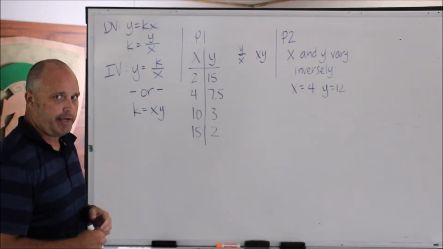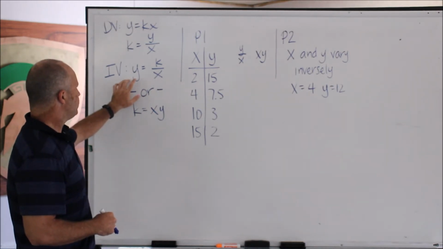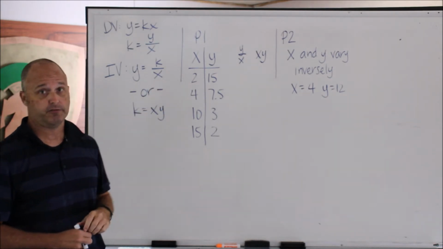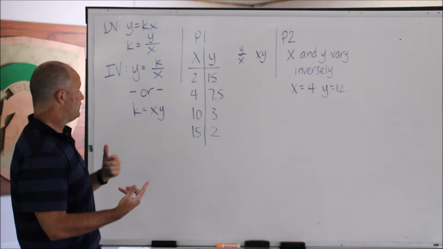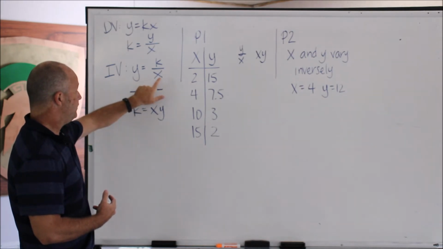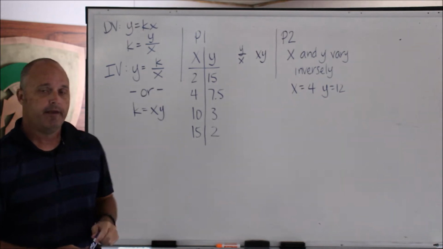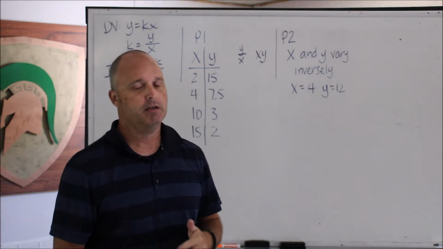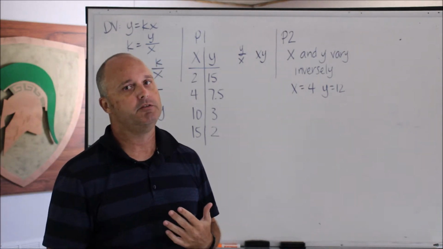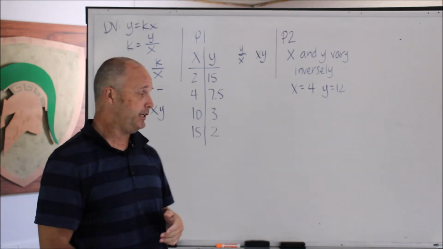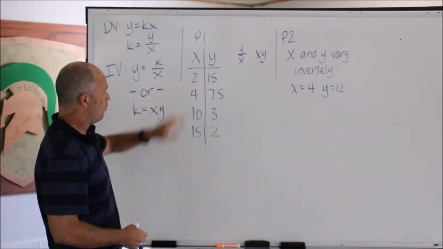The new one that we're going to look at today is inverse variation. So inverse variation, the formula for that is y equals k over x. Now what we can do is change this around a little bit. We can move the x out of the denominator, move it to the other side, and we get k equals xy. Again, by having k equals xy, we can check more easily to see if we have inverse variation. So we're going to look at problem number 1.